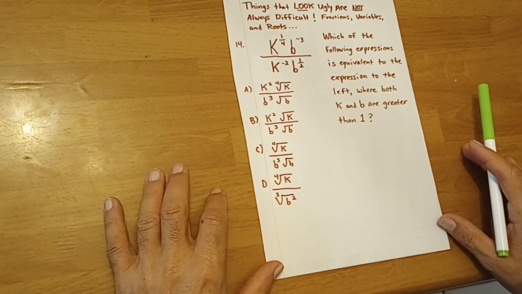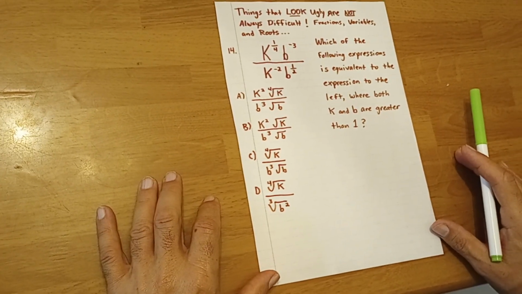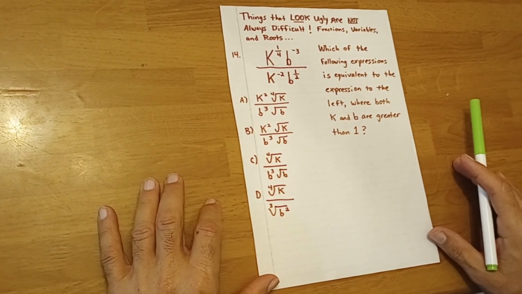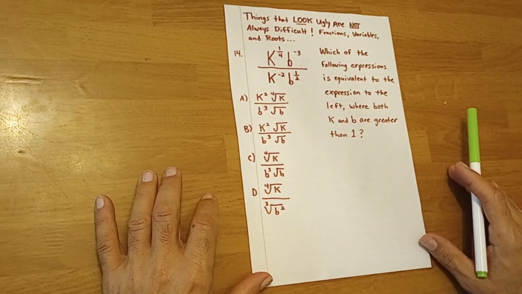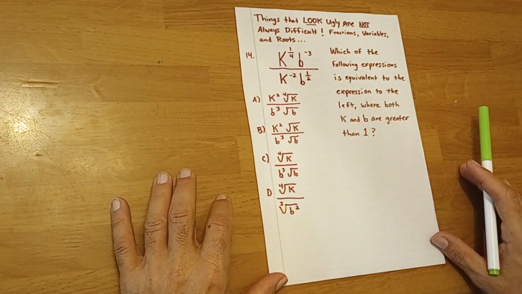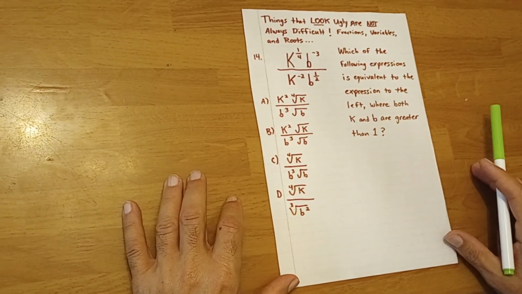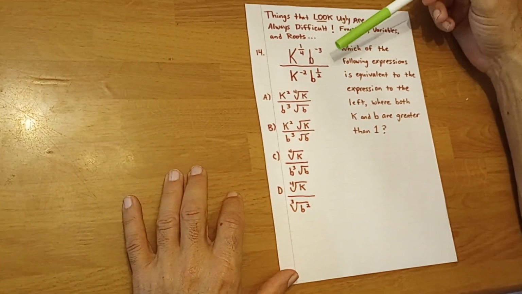Hello, Dr. Bill here. Today we're going to take a look at things that look ugly but that aren't always difficult. And this is going to involve fractions, variables, and roots. And we see here the question.